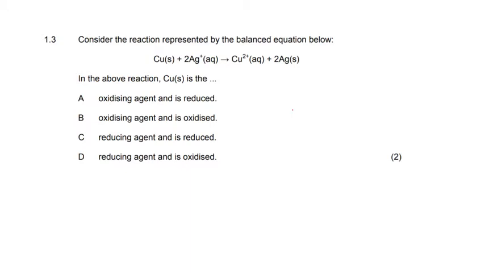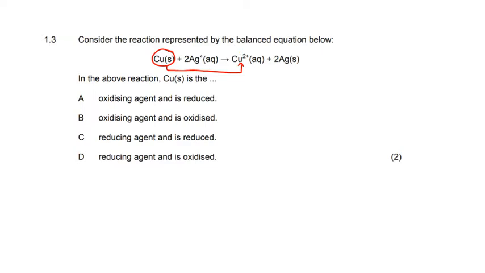2014. Question 1.3 says, consider the reaction represented by the balanced equation below. We've got a reaction between solid copper and some silver ions in solution. The question is, in the above reaction, the solid copper is what? Basically we're looking at this solid copper, and if you notice, it goes from being solid copper to being copper 2 plus ions.